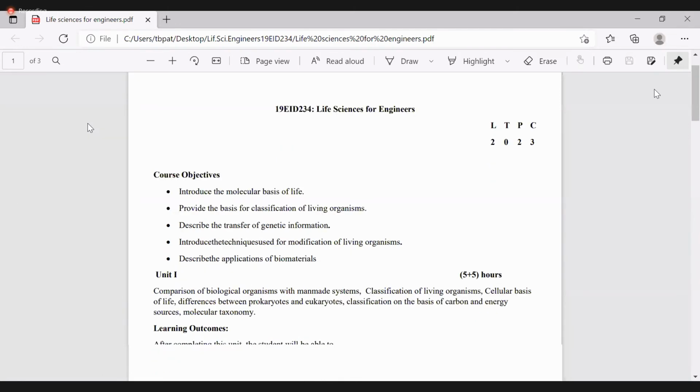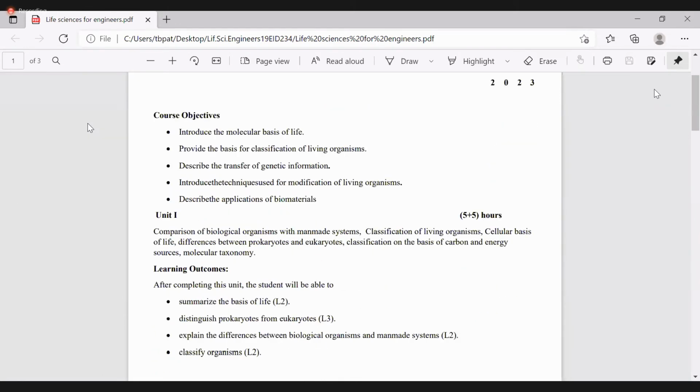These are all our course objectives. The molecular basis of life: the chemistry of molecules, the homogeneous and heterogeneous atoms which combine and then form a molecule with special characteristics. The molecule's characteristics differ from those of the individual atoms.